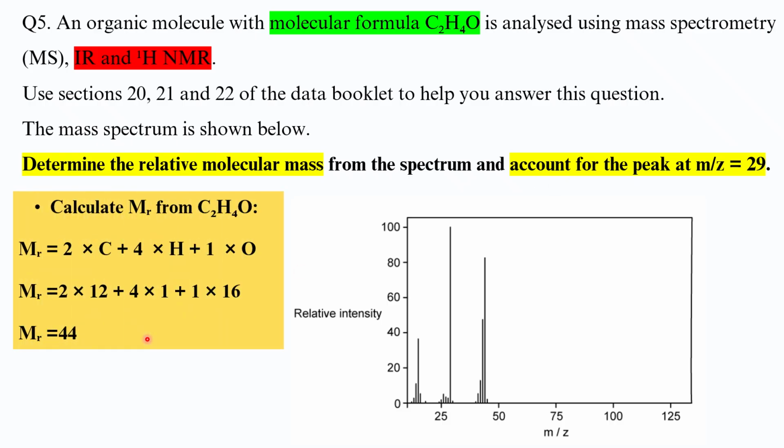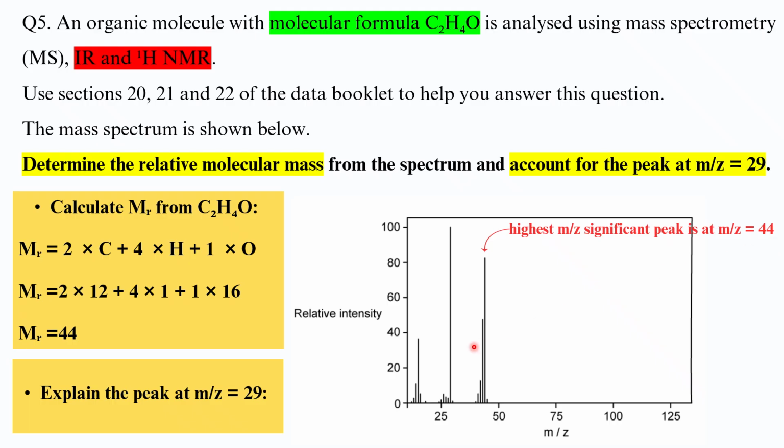Now, when we talk about molecular mass, you can directly calculate it from the molecular formula given. The other technique to calculate it is using the spectrum. The highest m/z value is always your molecular ion peak. You can see that it is at 44, and if I calculate it from the molecular formula, it is also 44. So you can follow either method to determine the molecular mass of the compound.